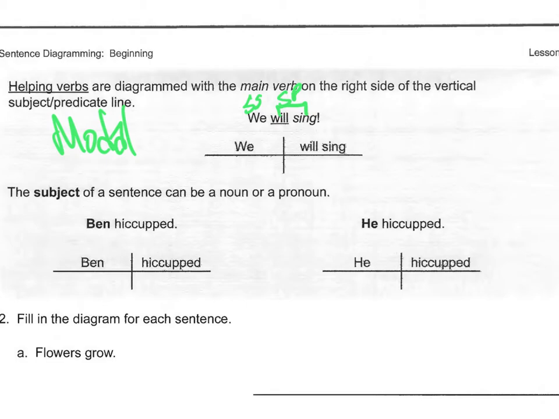The simple subject can be a noun or a pronoun. Ben is a simple subject because that's who or what the sentence is about. And what is Ben doing? That's the simple predicate. Ben's a noun. The simple predicate is the verb. But let's look at essentially the same sentence, but with a pronoun. He hiccuped. Who or what is it about? He, simple subject. What does he do? Hiccuped, simple predicate. So in diagramming, it's not so much about the part of speech, but how the word functions. In this case, the noun or the pronoun work as the simple subject.